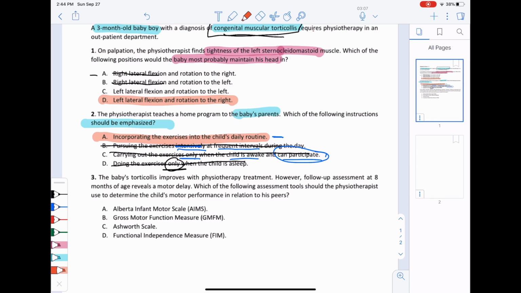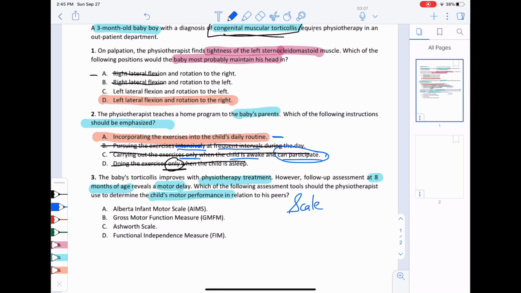Okay, third question. Here, the baby's torticollis improves with physiotherapy treatment. However, follow-up assessment at 8 months of age reveals a motor delay. There's a motor delay. Which of the following assessment tools should the physiotherapist use to determine the child's performance in relation to his fears? Okay, so now you need to know the child's motor performance. So what kind of scale are you going to use? That's pretty much what they are asking you, right?